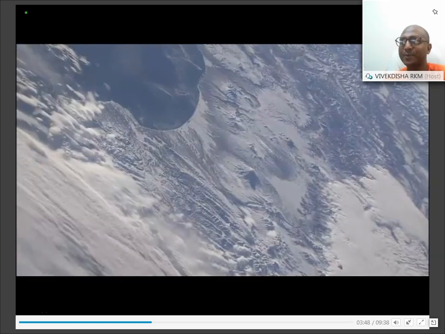So the spaceship is out of Earth's atmosphere. The spaceship reached outside Earth's atmosphere. From outer space, how we see our mother planet Earth. It is a blue planet. So this is the way how a rocket is injected outside the Earth's atmosphere.